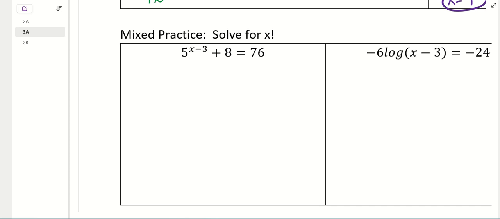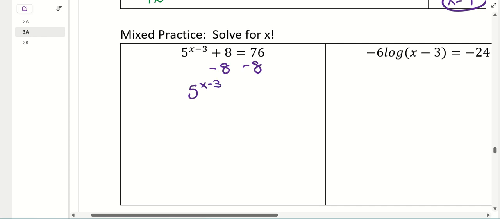All right, so for this first one, let's do it. We're going to start by subtracting 8 from both sides. We'll get 5 to the x minus 3 equals 68.